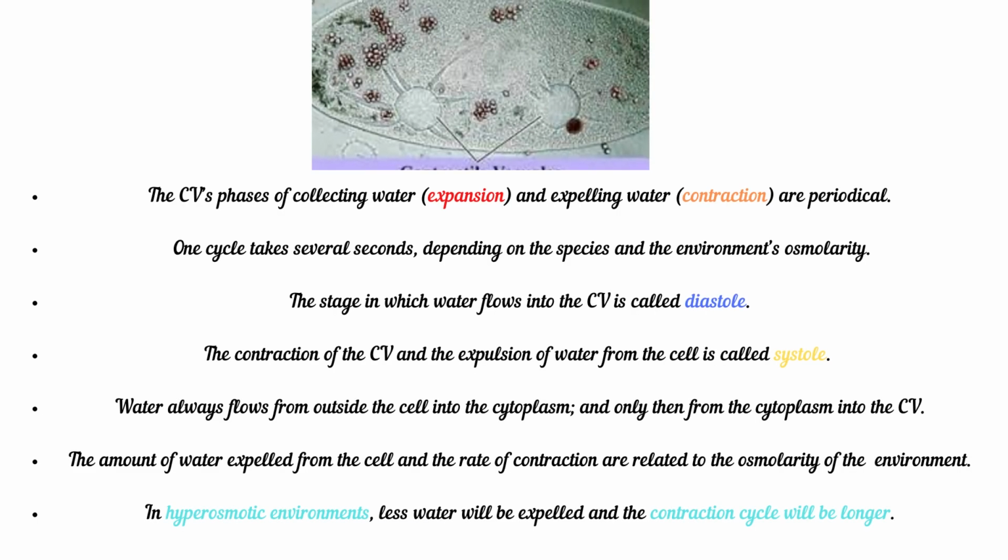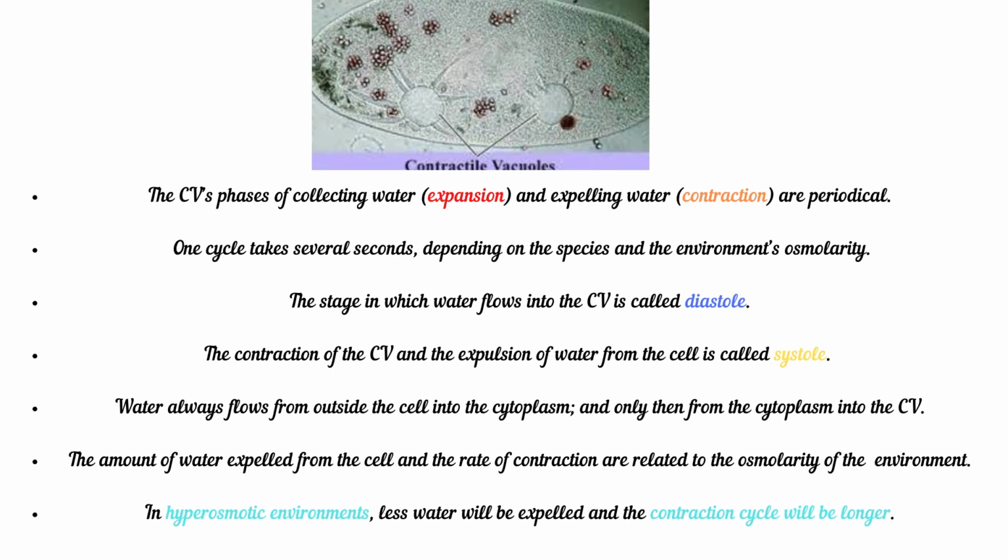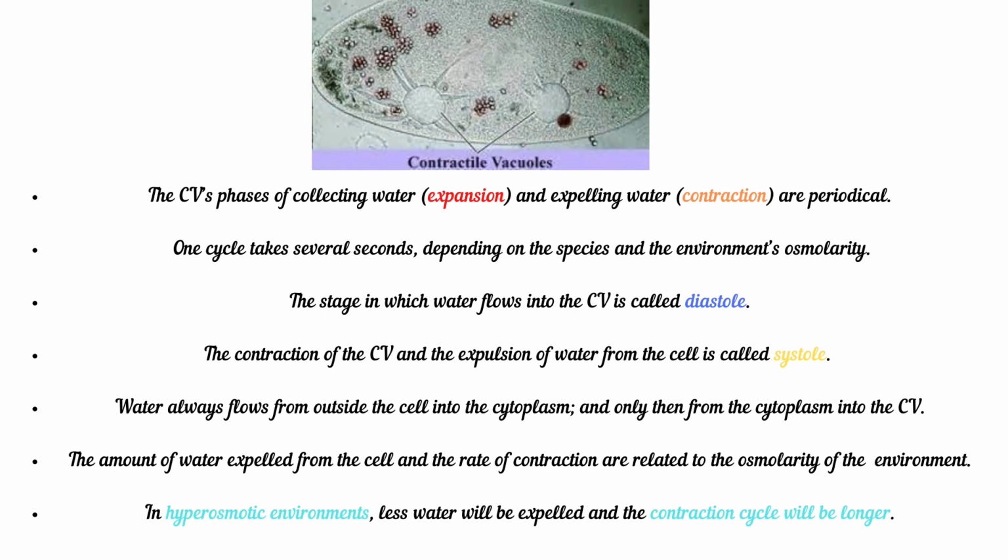Now, here we will look at some important terminologies used often regarding the contractile vacuole, such as systole and diastole. I'll just read the points from here; you can read along. The contractile phases of collecting water, that is expansion, and expelling water, that is contraction, are periodical in nature. One cycle takes several seconds depending on the species and the environment's osmolarity.